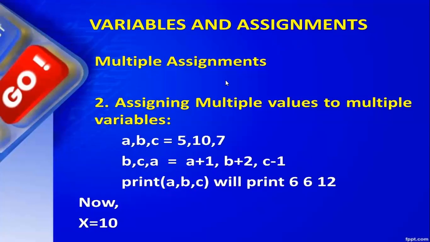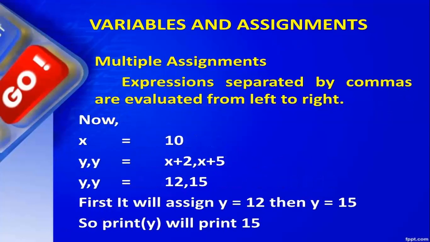Now, next we move further. Let's say x equals 10. And then I'm writing expressions separated by comma, which are evaluated from left to right. So y comma y equals x plus 2 comma x plus 5, and then I have y comma y equals 12 comma 15. So what will happen is, first it will assign y to 12, then y to 15. And then when we print y, it will print 15. Let's practice this also.